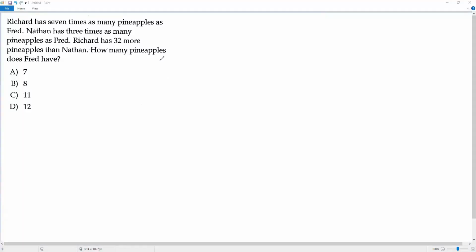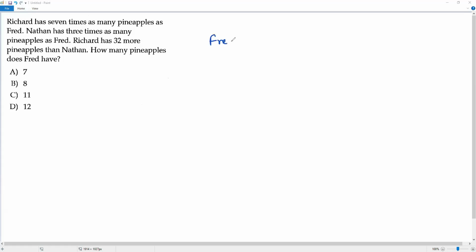Here, we have a SAT math problem. Okay, let's go over the information. Richard has 7 times as many pineapples as Fred. Nathan has 3 times as many pineapples as Fred. Richard has 32 more pineapples than Nathan. How many pineapples does Fred have?